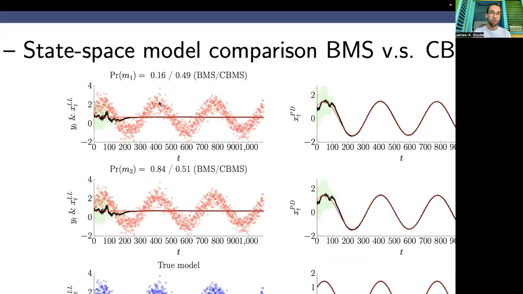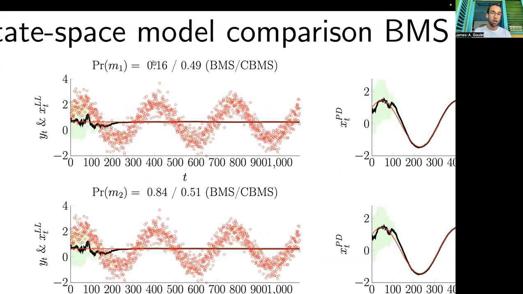What you can see is that the first column, Bayesian model selection, has a probability of 0.16 for model 1 and 0.84 for model 2. Not so great. Conditional Bayesian model selection gives 0.49 and 0.51.